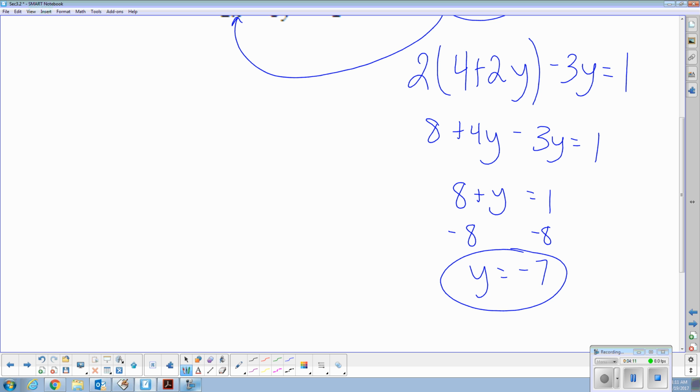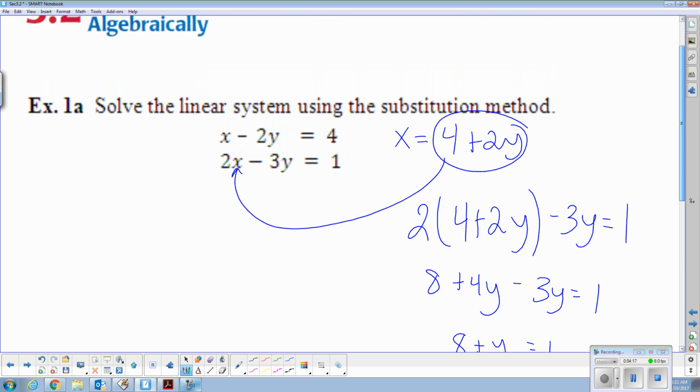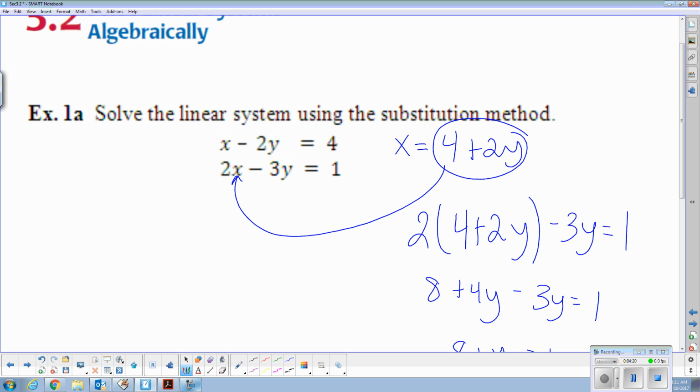Okay, so now we have a y value. So we're going to go back to our original equation. It doesn't really matter which one you use. You can use the first equation or the second equation, or you can use that new equation you wrote. I usually go back to one of the original equations just in case I made a mistake, so it's easy to see if I did make a mistake. So I'm going to substitute in my y value of -7.